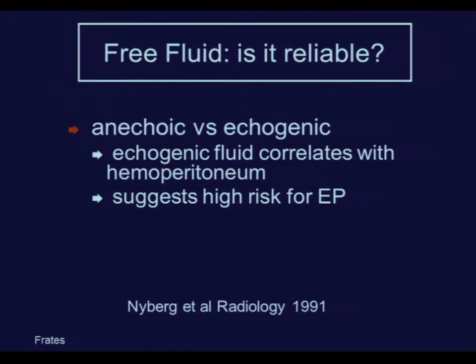Another way to look for an ectopic pregnancy is to look for the presence of free fluid. Was that reliable? Well, if you do have a patient with free fluid, make sure you analyze it to see if it's anechoic or echogenic. Fluid with echoes in it correlates with hemoperitoneum at a very high rate and suggests patients are at high risk for ectopic pregnancy.